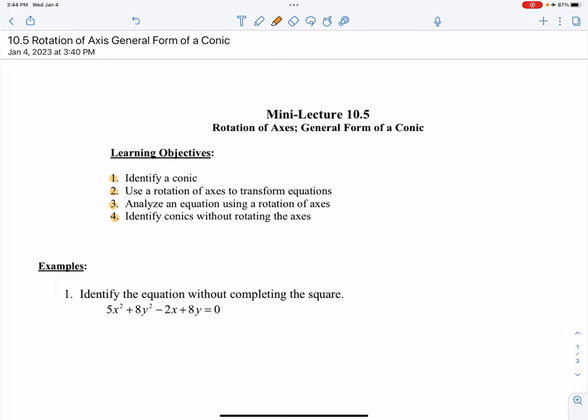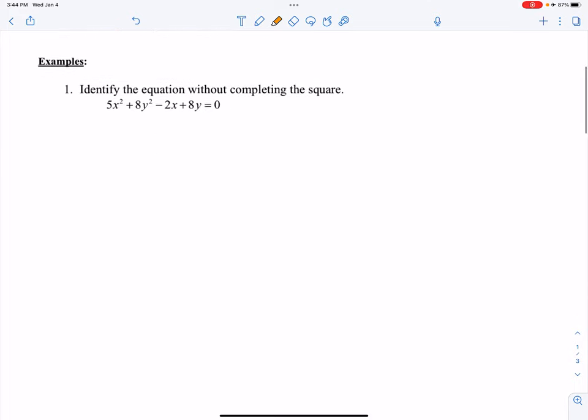Okay, so first up, let's identify the equation without completing the square. So without putting it into any different sort of form, can we identify what this is an equation of? Well, using what we know, this is our a value. This, since it's on the y squared, it's our c value. Negative 2 on the x is our d value. The 8 on our y is our e value.